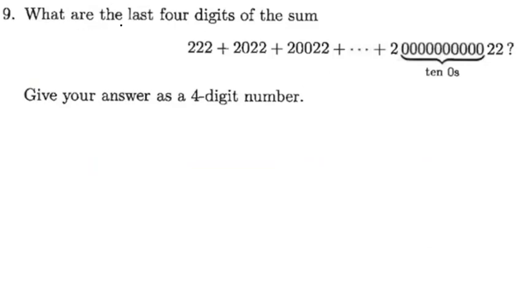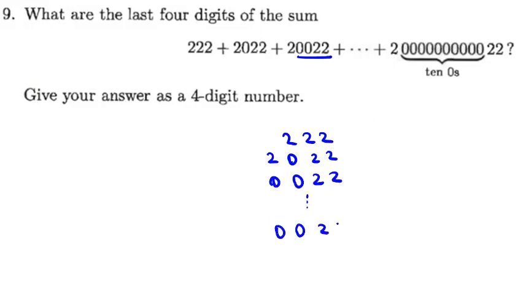Problem number 9. What are the last 4 digits of the sum of these things? Okay, so if we write them on top of each other, it will be 2222, 2022, and because we only should focus on the last 4 digits, it will be 0022, and until here 0022. It says we have 1, 0, 2 zeros to 10 zeros, so here we have 10 numbers. This one has 0, 0.